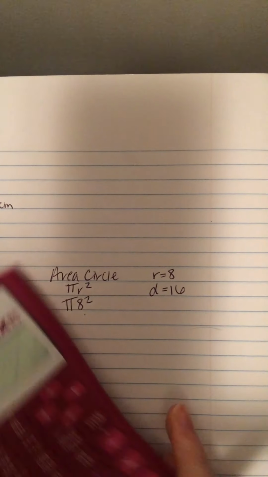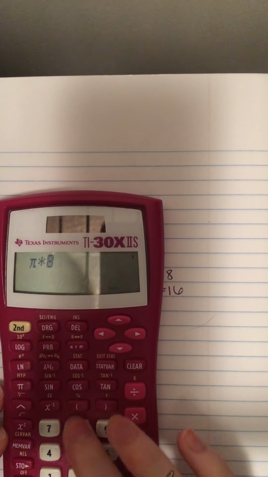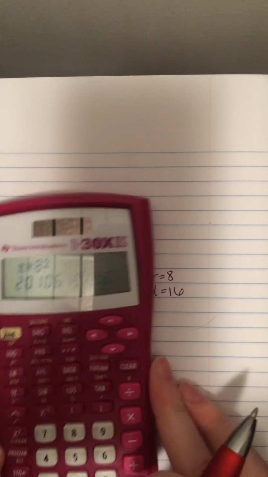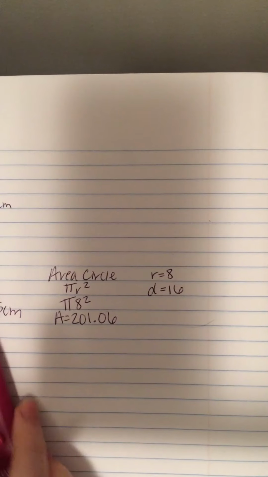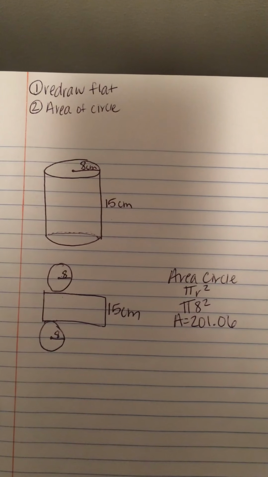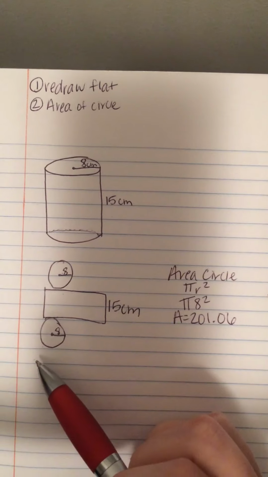So area of my circle, my radius is 8, so I'm going to have pi times 8 squared. In my calculator, I'm typing that in. I got 201.06. On your practice and homework, it asks you to round to 2 decimal places, so that's what I'm going to keep doing in this video. So I know each one of my circles is 201.06 centimeters squared.